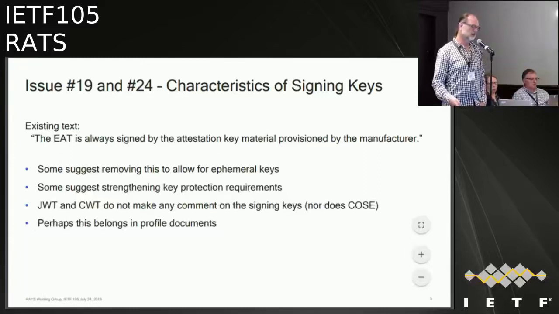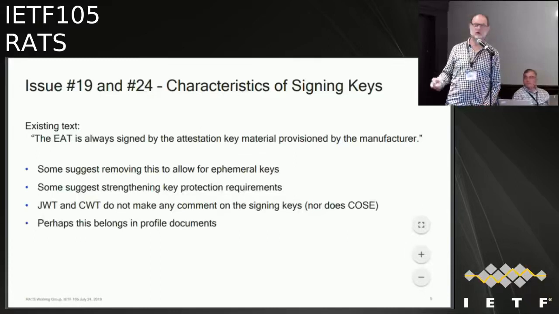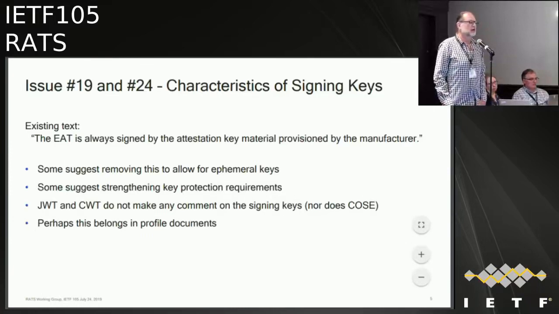My sense of this is that most of the characteristics of signing keys belong in profile documents, and that we want to be pretty similar to the way JWT and CWT work in the EAT draft. So that probably means removing this text and generally going through the document and making sure that we're lined up around that. Comments, please.